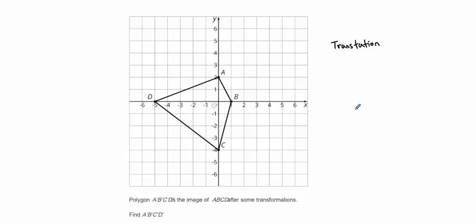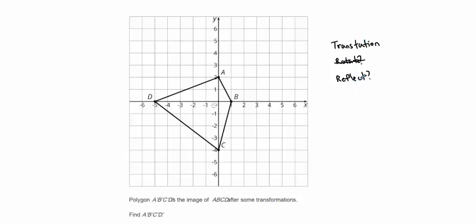And we might say, does the shape rotate? Does it rotate at all? No, it does not rotate. Okay, so it doesn't rotate, it translates. Does it reflect? Yes, there is a reflection. Okay, so it translates and reflects.